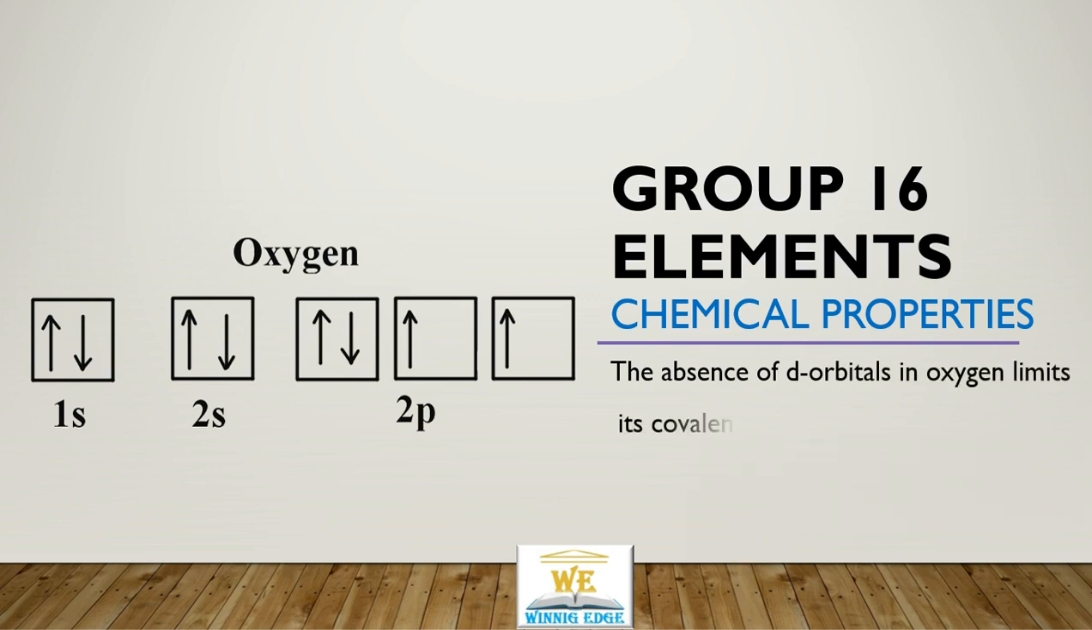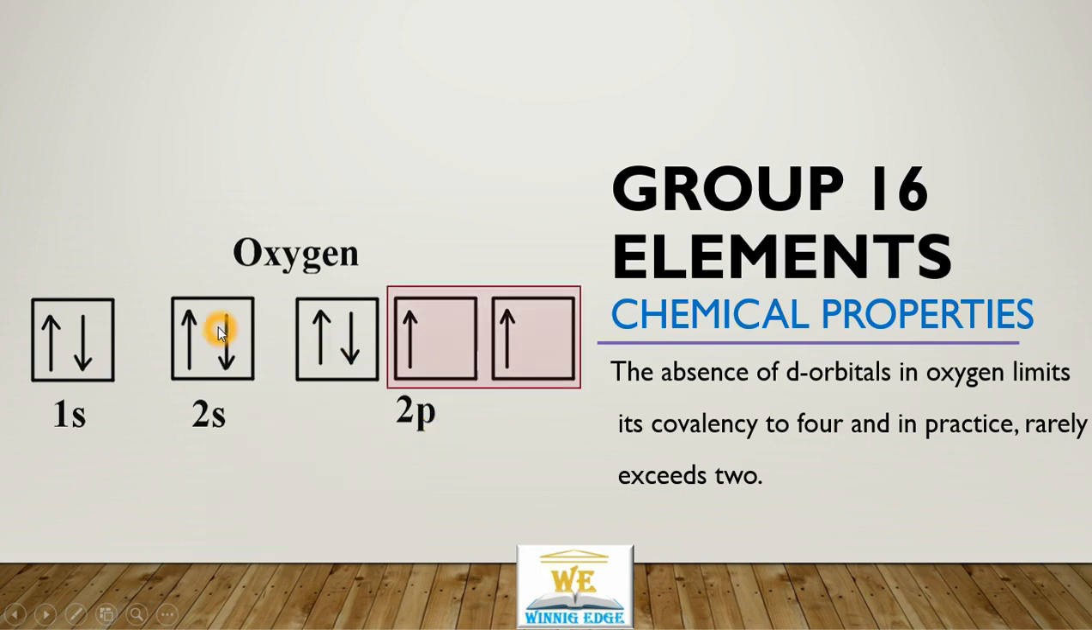Another chemical property of oxygen: because we know oxygen does not have d orbitals, it limits the acceptance of electrons by oxygen. For this reason, oxygen at best can make only 4 covalent bonds, which hardly ever exist. Mostly it will make 2 covalent bonds using its 2 unpaired electrons. And most of the time these 2 pairs of electrons will remain unbonded, like in water.